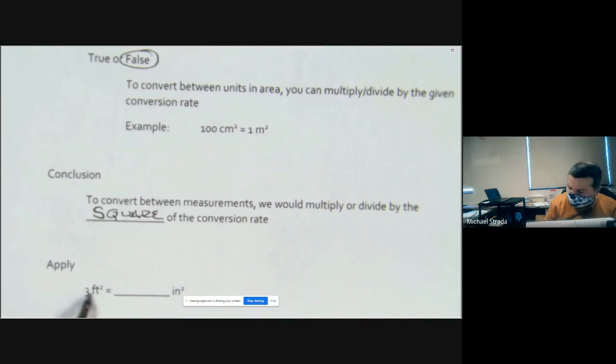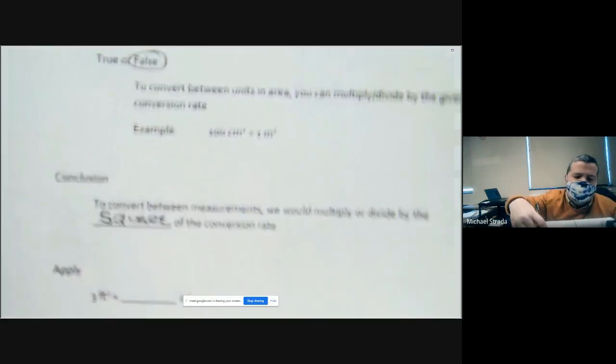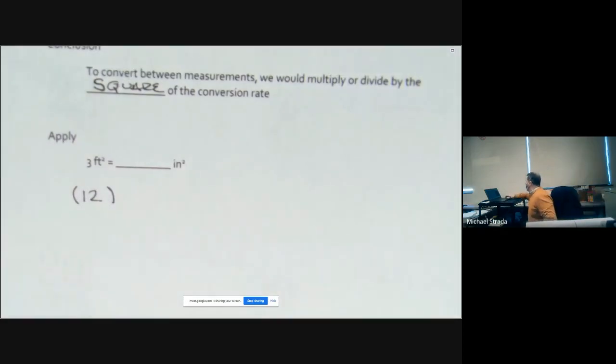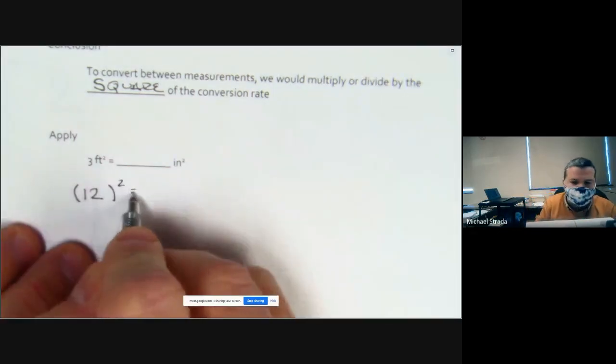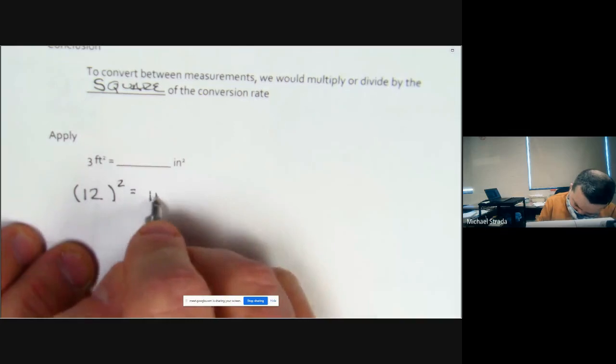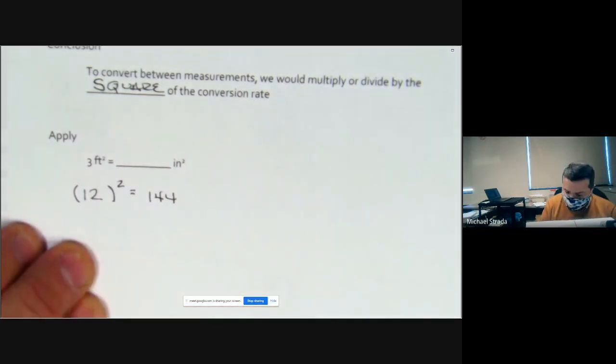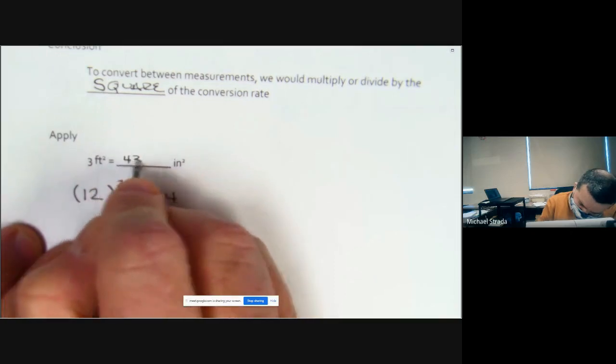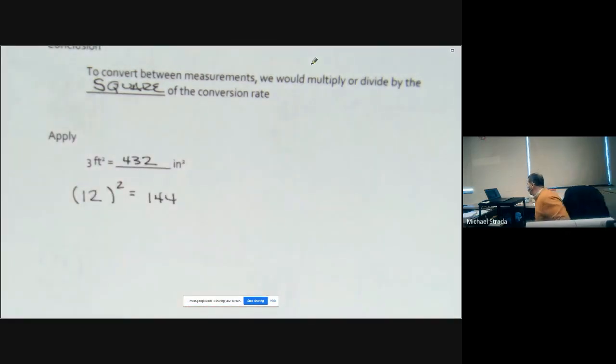For example, if I'm converting feet to inches, how many inches in a foot? 12. But I'm not going to multiply by 12. Instead, I'm going to multiply by what? 12 squared, which of course, we all know our times tables, is 144. So 3 times 144 is 432 inches squared. All good? Make sense? So whenever we're converting, we do not multiply by the conversion rate. We multiply by the square of the conversion. All good?